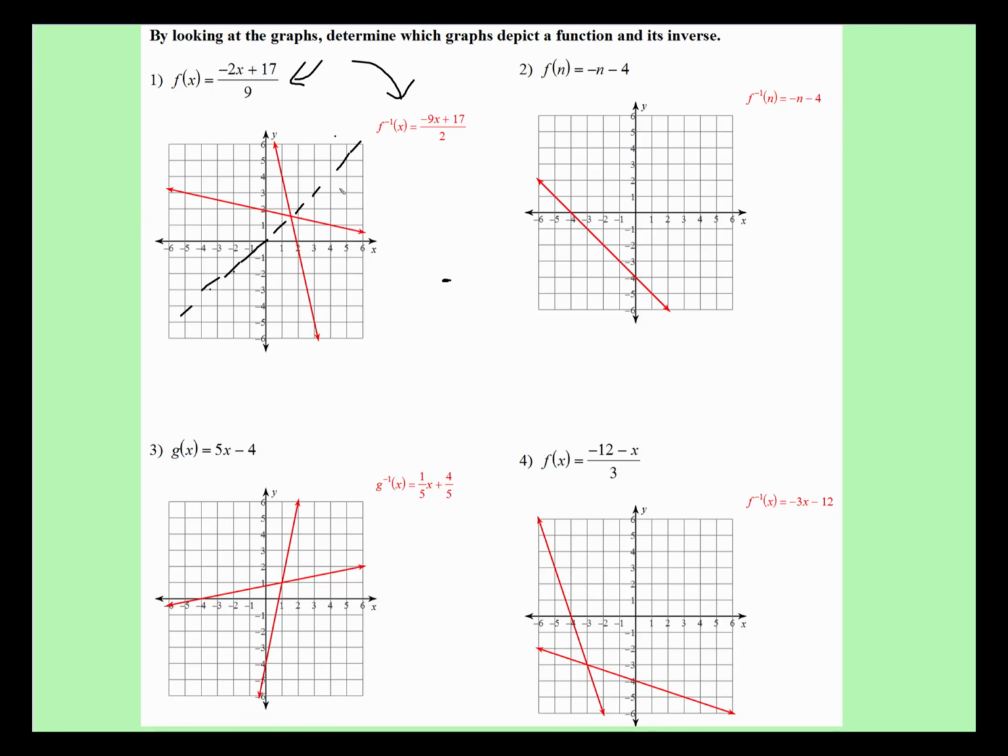And are those two lines being reflected over the line x is equal to y right there? If that's the case, then you can tell they are inverse functions. Now this case is very interesting. Notice the original function is -x subtract 4, and look at its inverse. Its inverse is the same. Well, think about that. If you somehow were to graph the asymptote, both lines are still reflected over each other.